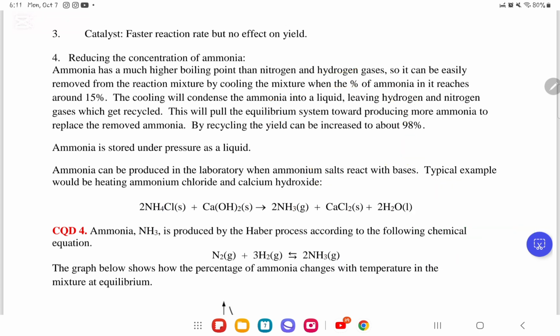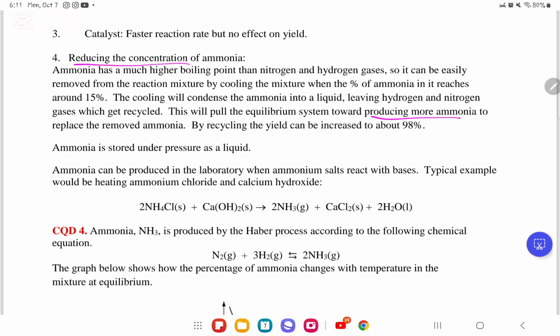They said ammonia has a much higher boiling point than nitrogen and hydrogen, so it can be easily removed from the reaction mixture by cooling. When the percentage of ammonia in it reaches around 15%, the cooling will condense the ammonia into a liquid, leaving hydrogen and nitrogen gases which get recycled. This will pull the equilibrium system toward producing more ammonia. So out of this, they got what?